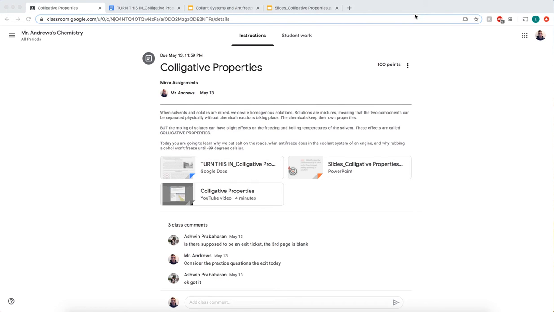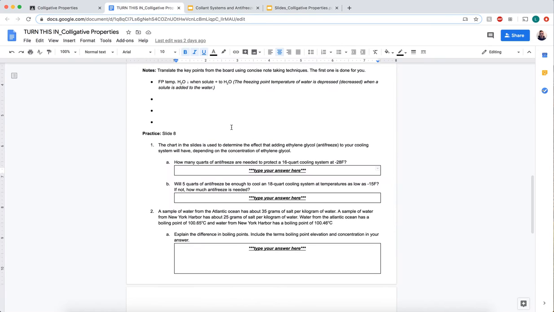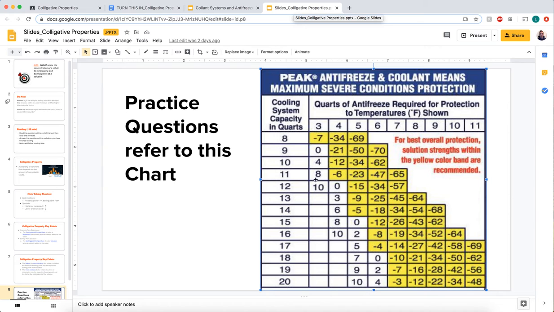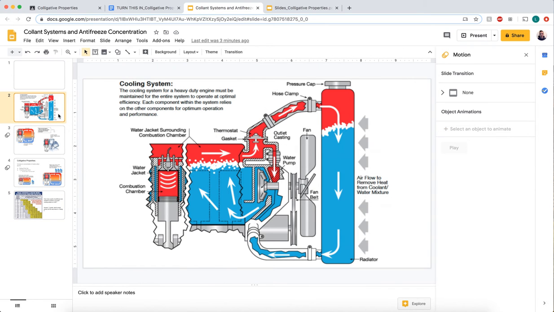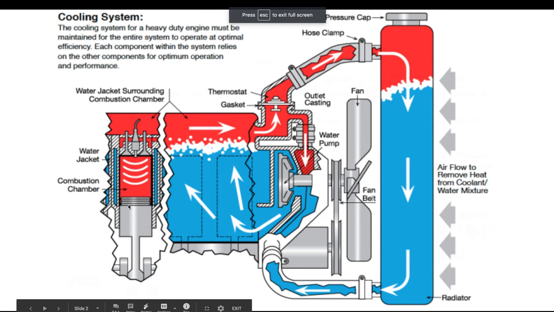Hey guys, welcome back. I got some questions yesterday about this assignment, and more specifically how to answer these practice questions based on this chart. In order for me to do that, I feel like I need to tell you a little bit more about what a coolant system is. So let's take a look at this real quick.